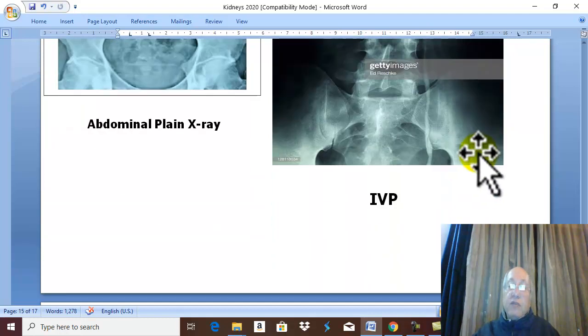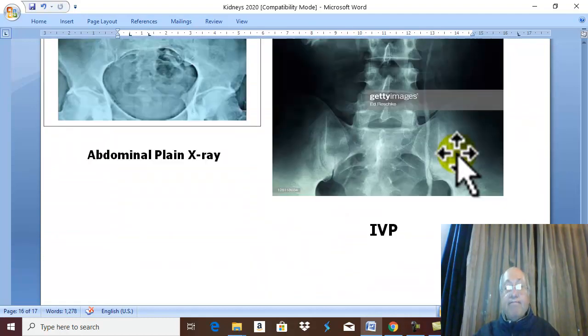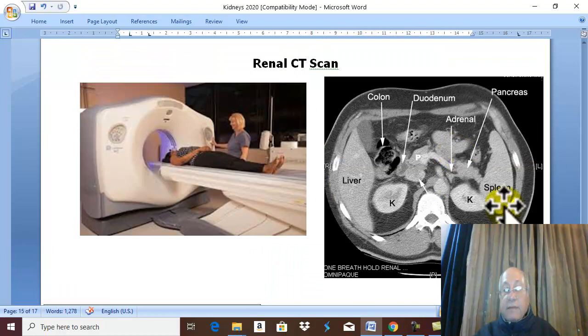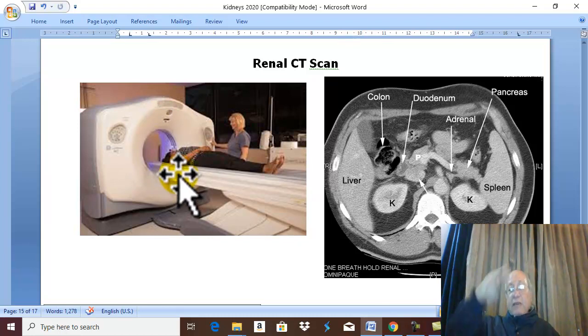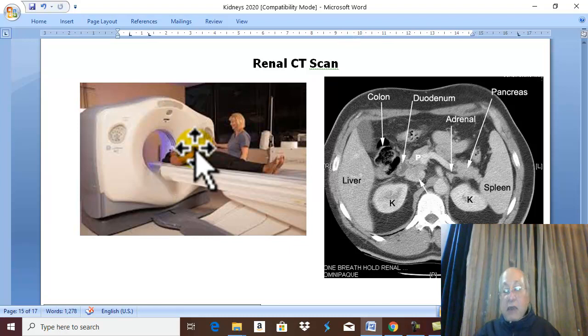We also can visualize the kidney by this. What is this? This is CT scan, computerized tomography. Computerized tomography: the patient lies here and enters in this equipment, which takes X-ray sections in the patient.